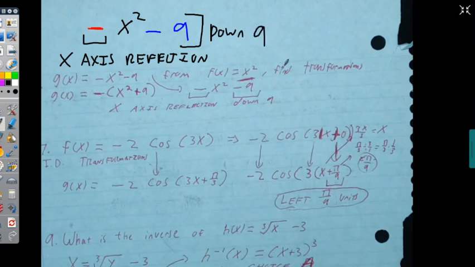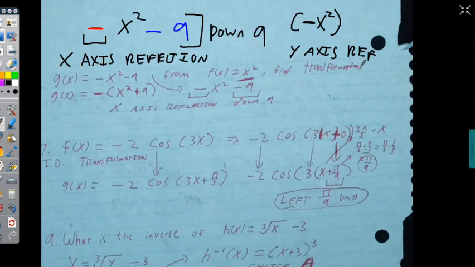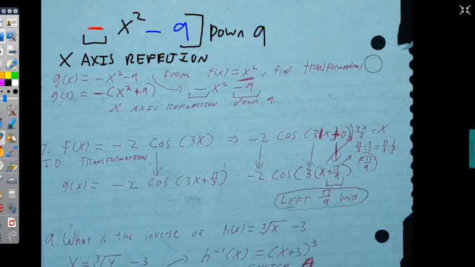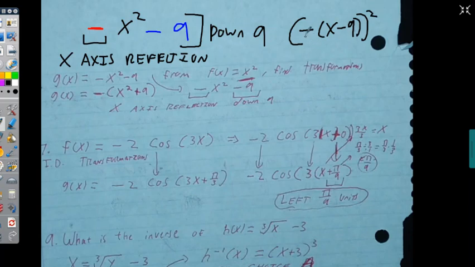Now, if this were to have a y-axis reflection, this is what a y-axis reflection would look like. You would have your negative sign inside your x term. That would be a y-axis reflection. So the negative sign is inside. And if you had to shift, let's say, right 9 instead of down 9, once again, that shift would be inside the x terms. So if you wanted to do a y-axis reflection right 9, that would be negative x minus 9 squared. So that would be a y-axis reflection right 9.